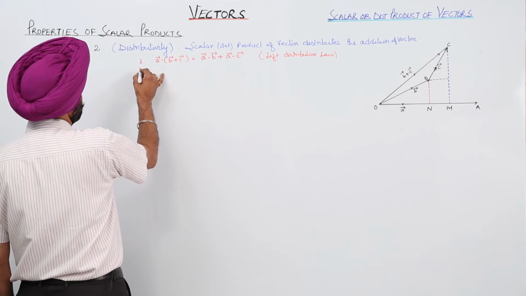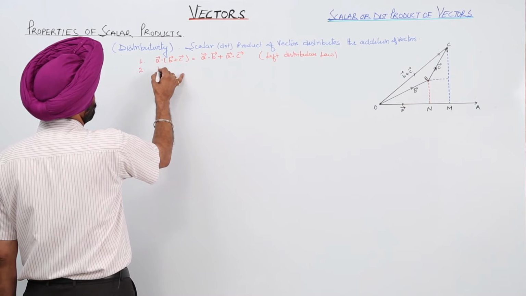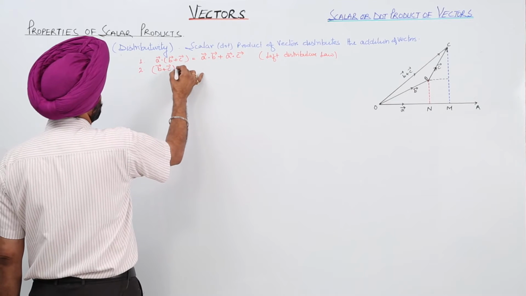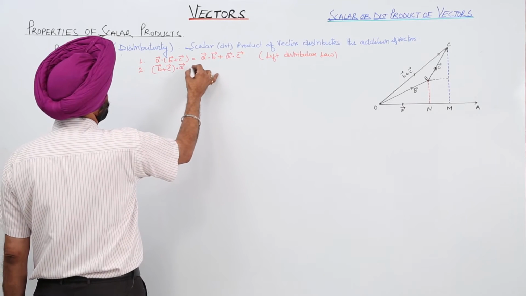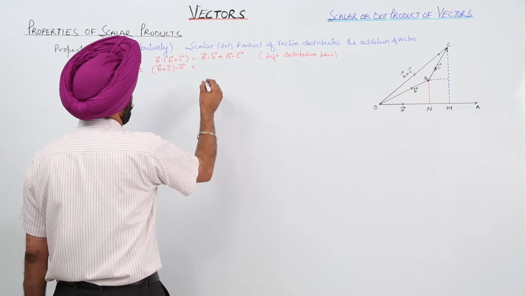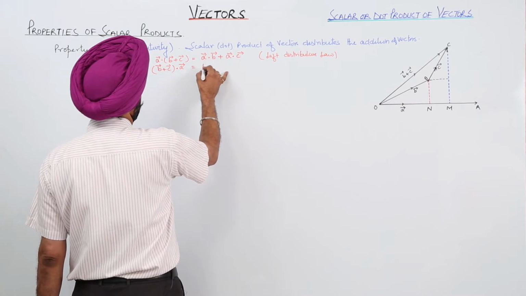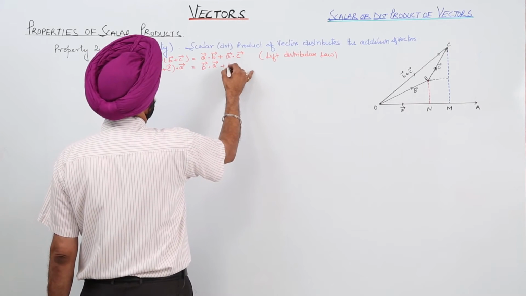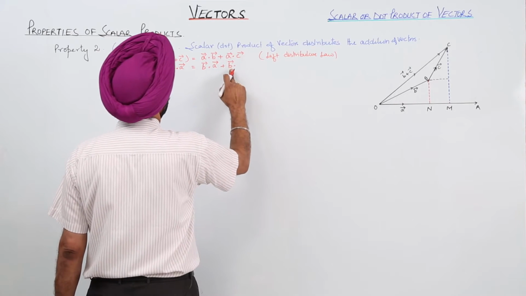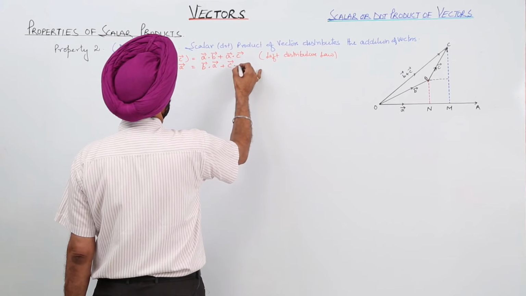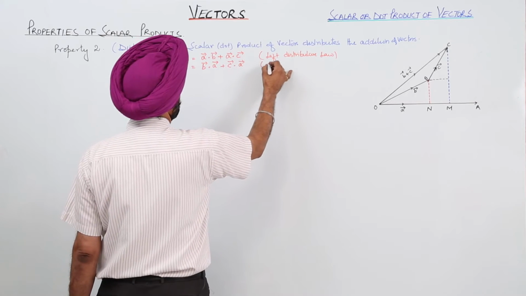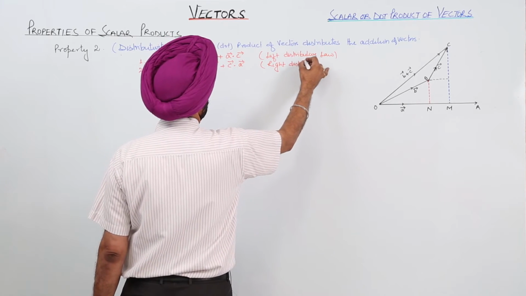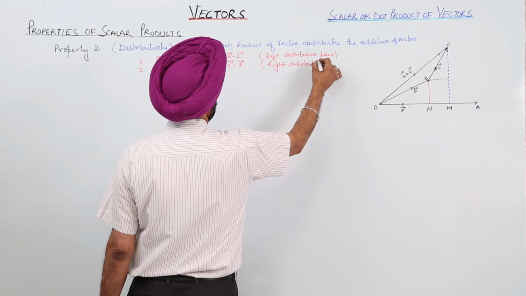And number 2 we are having (vector B plus vector C) dot vector A, this is equal to vector B dot vector A plus vector C dot vector A. Right distributive law.